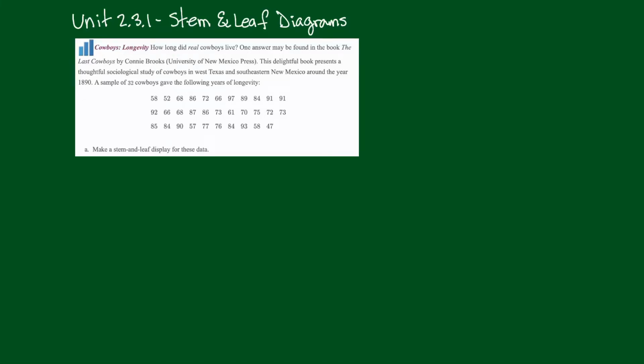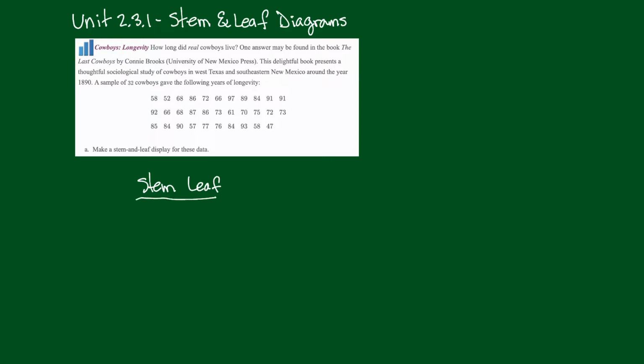Stem and leaf diagrams are a nice way of summarizing data because you can see how it's distributed. So we're going to make what almost looks like a table. We're going to have the stem and then the leaf. Now we don't necessarily have to write stem and leaf, but I just want to write it here so you can see what each part is.